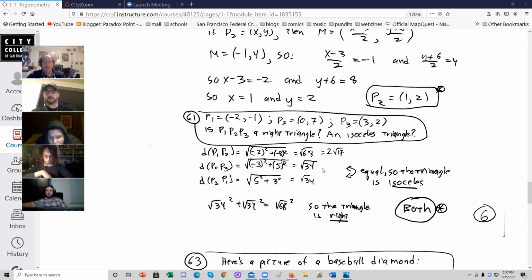Well, what do you know? These two sides are equal, root 34. So it's an isosceles triangle. And what's more, root 34 squared plus root 34 squared is root 68 squared. So it's a right triangle. It's a right isosceles triangle. So it's a triangle with 2 equal sides joined at a right angle. So it's both.